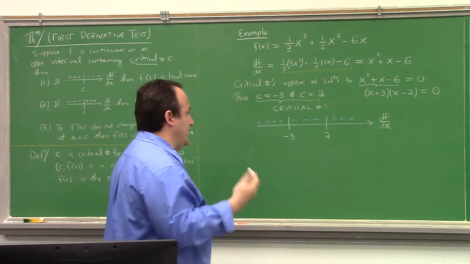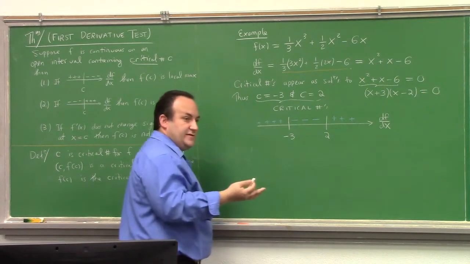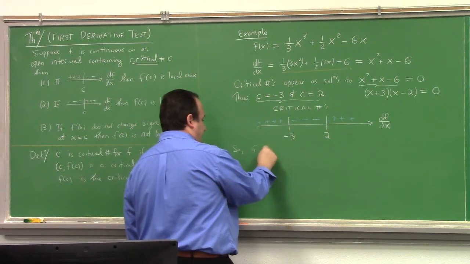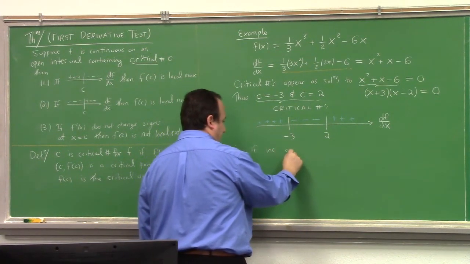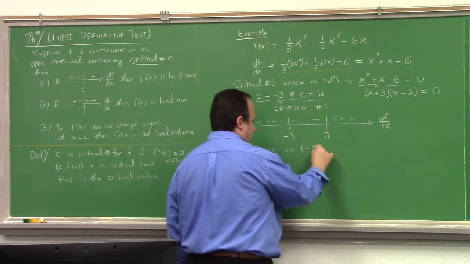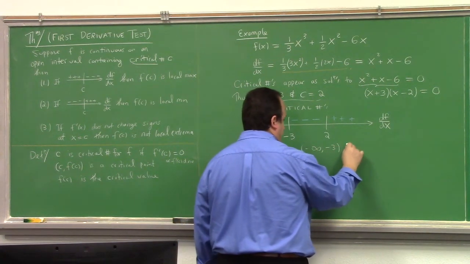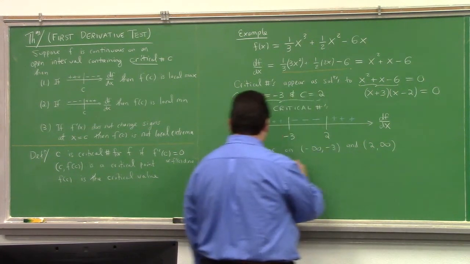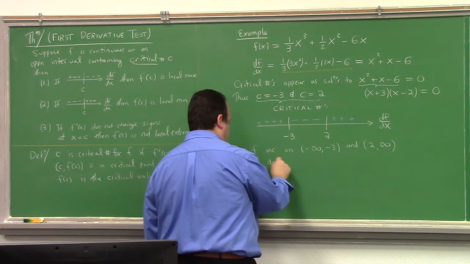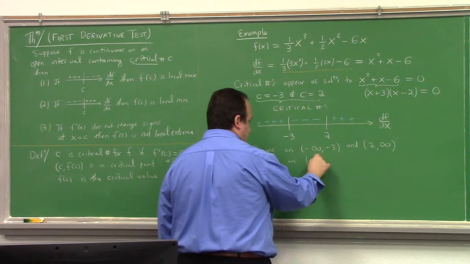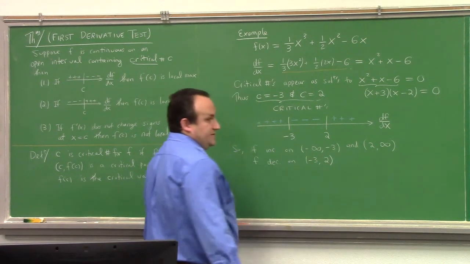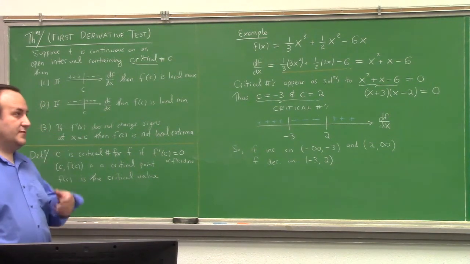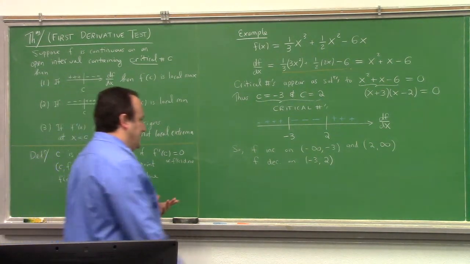So last time we learned that if the derivative is positive, the function's increasing, right? So from this, I can see that f is increasing on minus infinity to minus 3 and 2 to infinity, and f is decreasing on minus 3 to 2. Those observations are helpful as we're drawing the graph of this function. And the first derivative test tells me what?